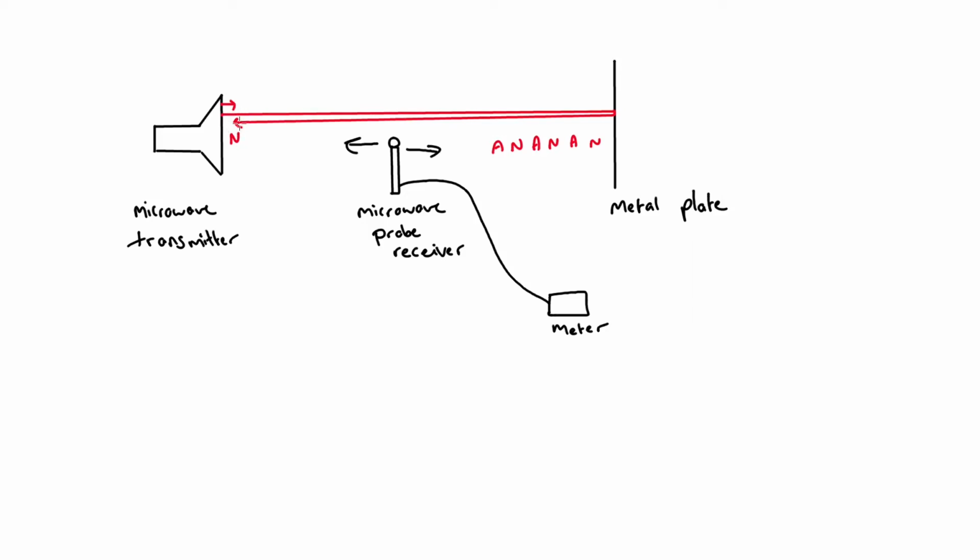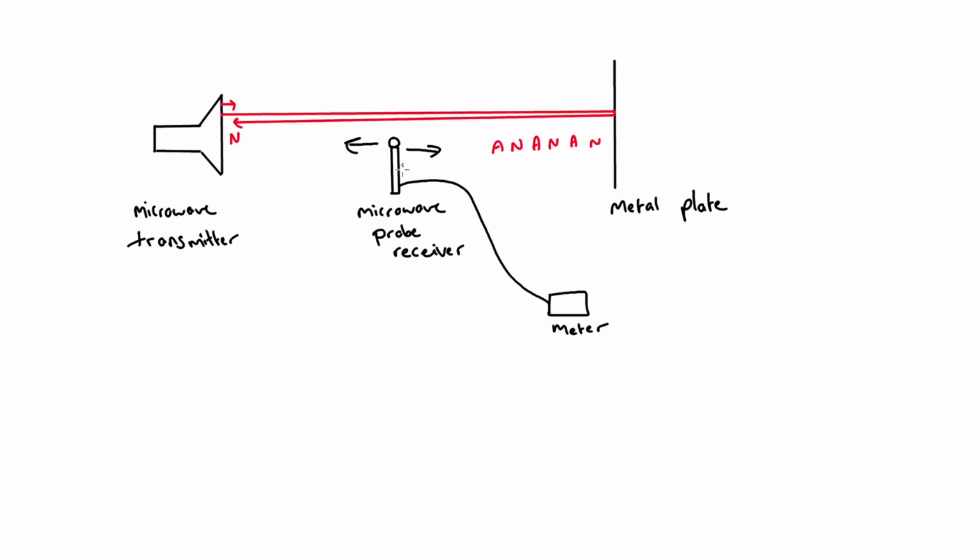So although I've put nodes and antinodes here, really we only get true nodes, where you get complete cancellation, down near the metal plate. You will get minima here, so you will still detect maxima and minima, but the difference between the maxima and minima will get less closer to the transmitter because we're no longer getting complete cancellation at the nodes.